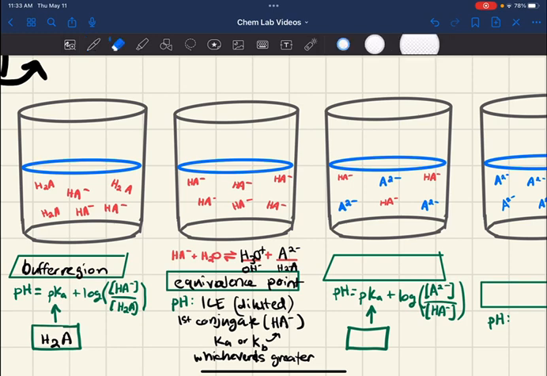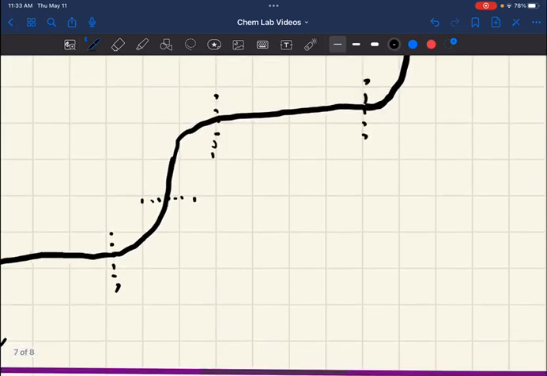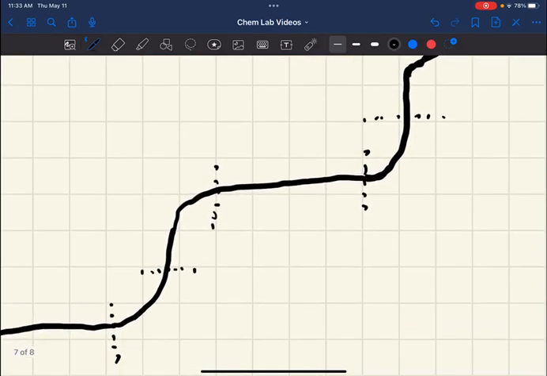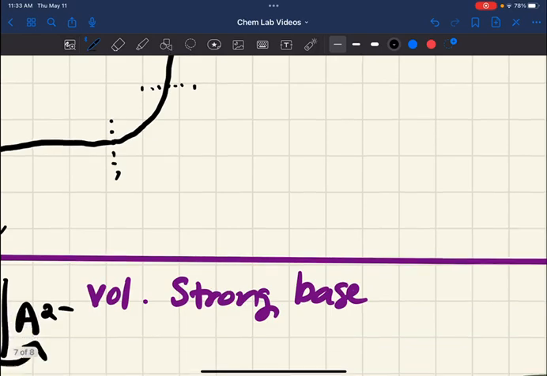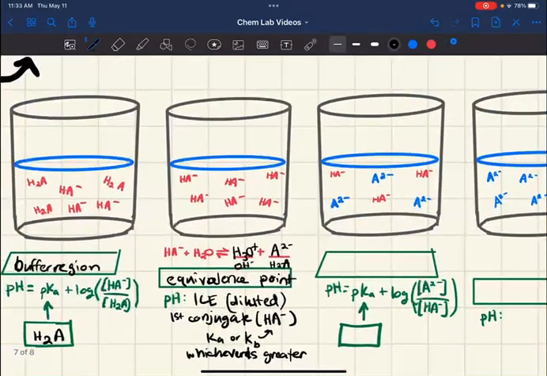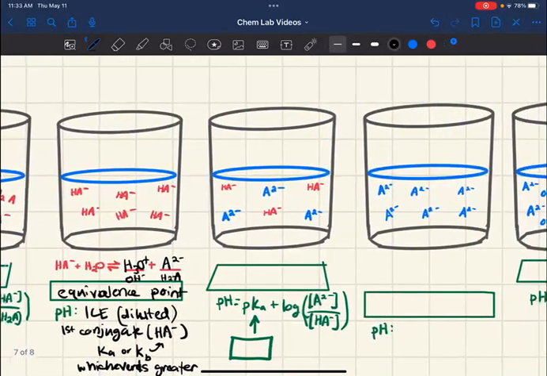All right, after the first equivalence point, again, if we recall in our plot, we keep adding base and it gets to another point of leveling off. And that is because now we have a mixture of HA- and A2-, which is our second buffer region.